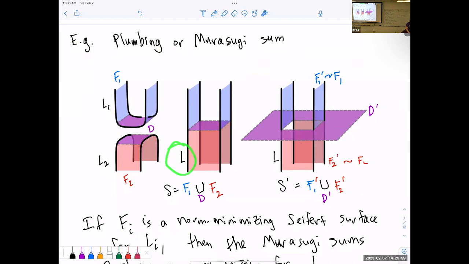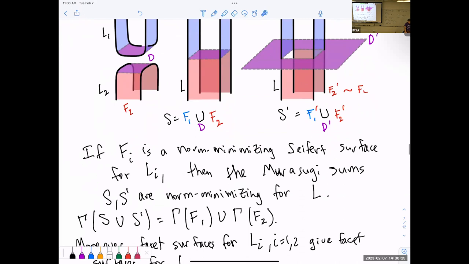So we get a new link L from L1 and L2 by this plumbing operation, which depends on all these choices we made. But we get two surfaces, S and S prime, both of which lie, from Gabai's theorem, it turns out that if you started with the taut surfaces, then the resulting plumbings, both these plumbings, will also be taut. S and S prime would be disjoint from each other.